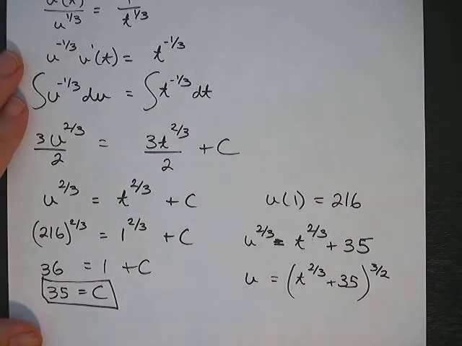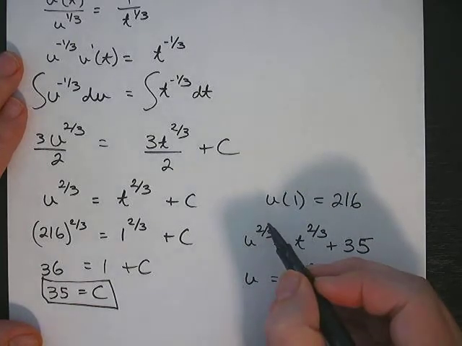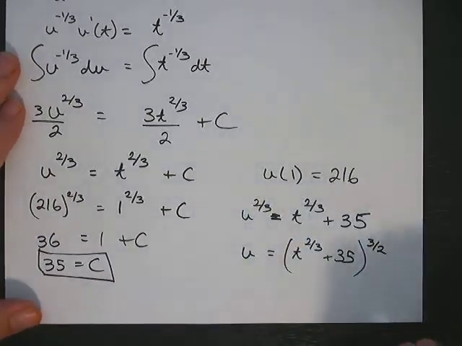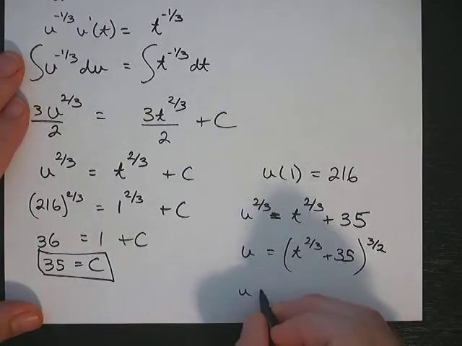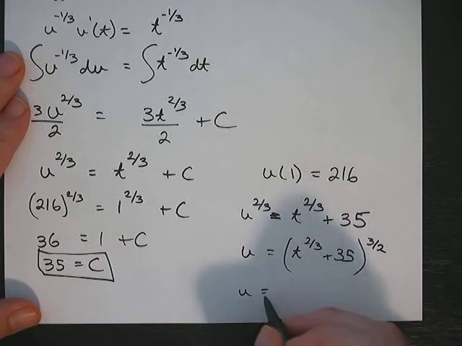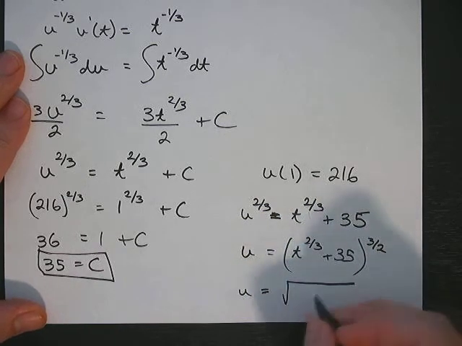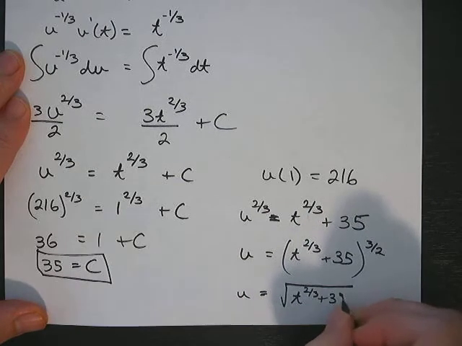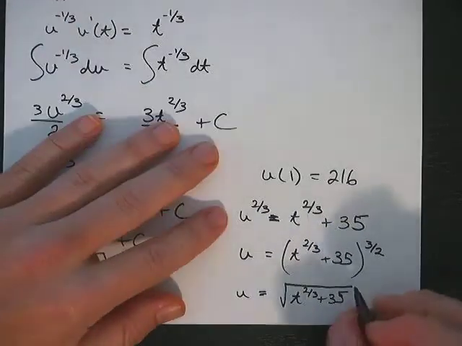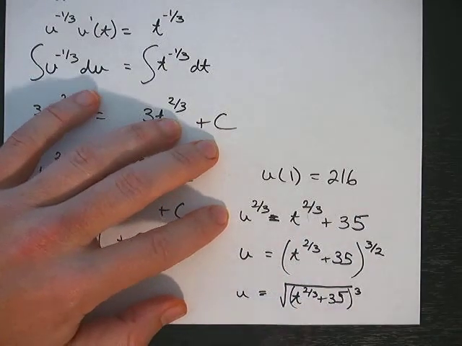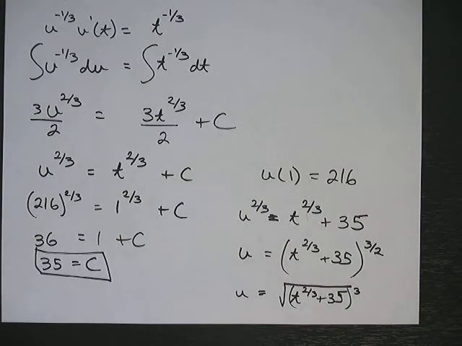We raised everything to the 3/2 because when you raise this to the 3/2, the 3 cancels and the 2 cancels and it's gone. So we raise the other side to the 3/2 as well. This is good enough for most, but if you wanted to write this in radical and exponential form, it would be the square root of t to the 2/3 plus 35 to the 3rd power. You could even do the same thing inside there, but I'm going to leave it alone at that point. And that's it.